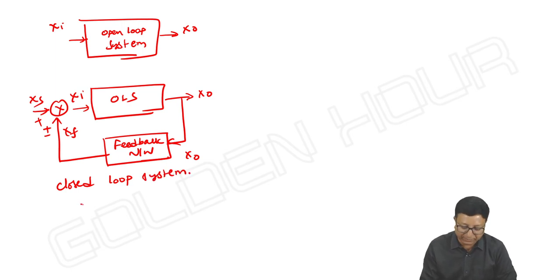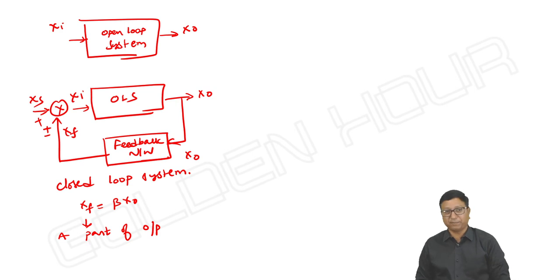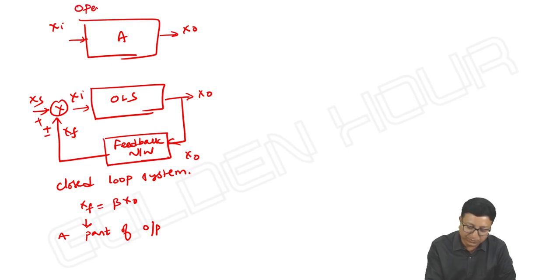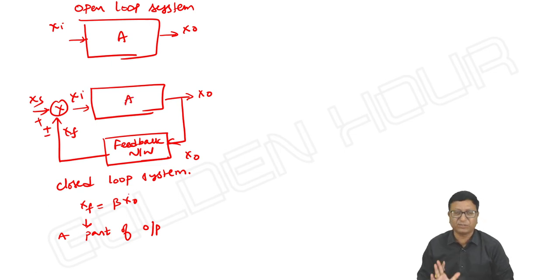For the feedback network, xf is equal to, we call it, beta times x0. That means a part of the output is fed back to the input. This is a closed loop system. Instead, I can write some amplifier A, let me write it like this. Then open loop system, then to this amplifier we are applying some feedback, and this is what is known to us.